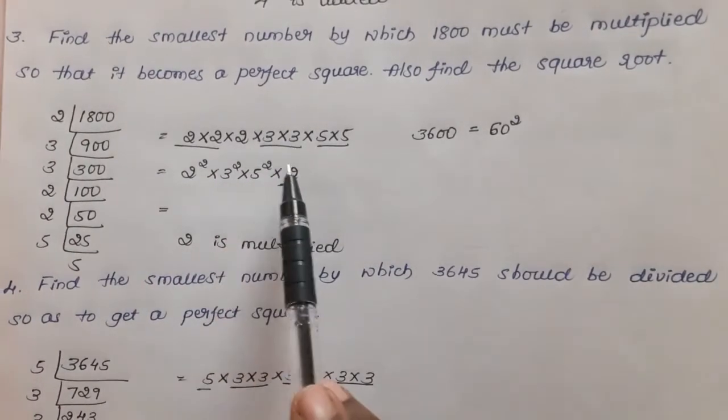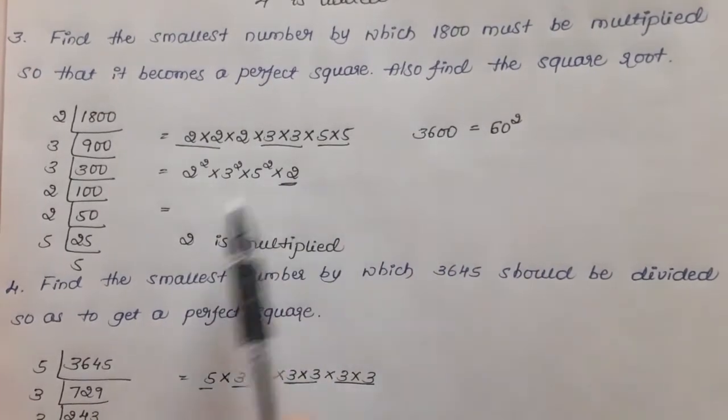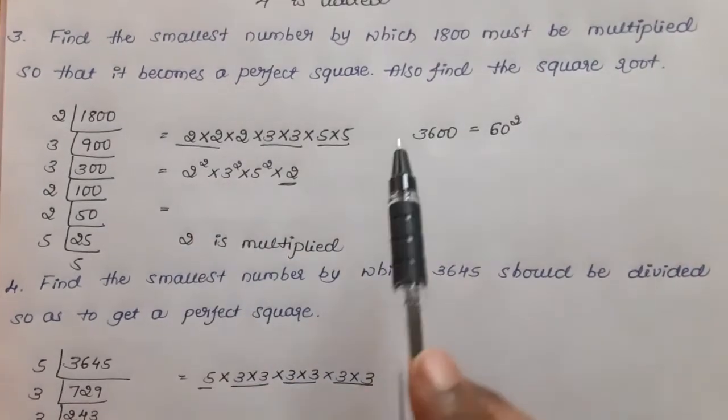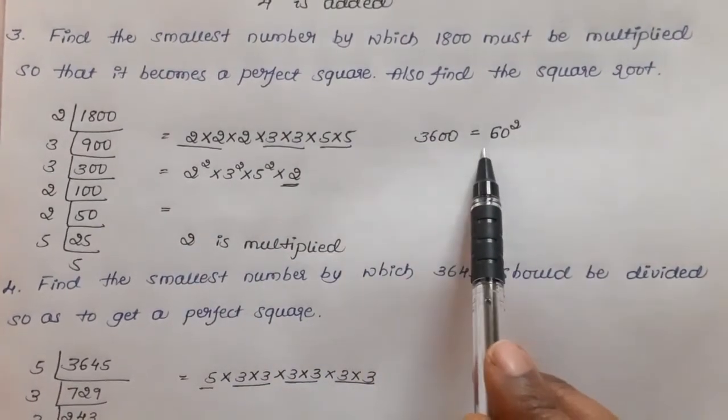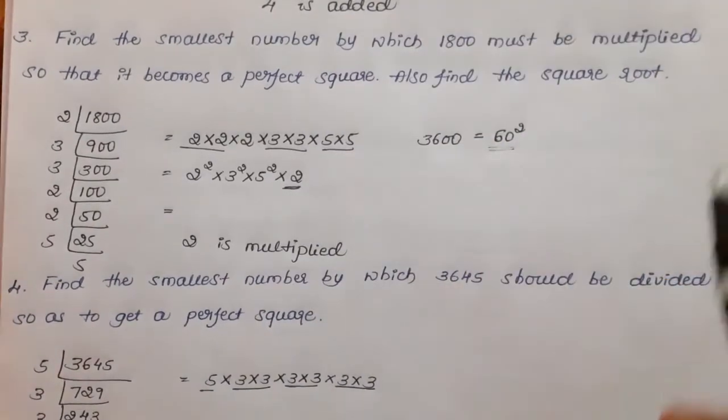But we are left with only one 2. So if we multiply this by 2, we get a perfect square. So when we multiply by 2, we get 3600, which is the square of 60. So the square root is 60.